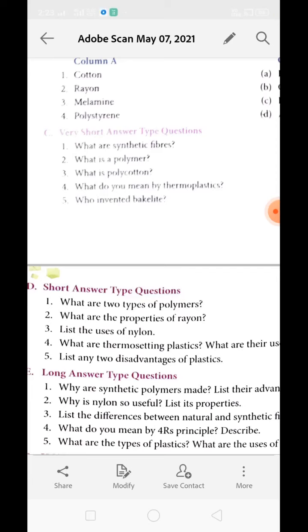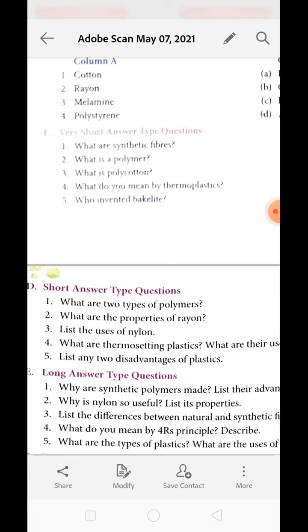Now third question, what is polycotton? Polycotton, as the name suggests, it is mixture of polyester and cotton. When the fibers of cotton is blended with polyester, it forms polycotton. Understood? What is polycotton? Polycotton is a fabric which is created by blending the fiber of cotton and polyester. Understood?